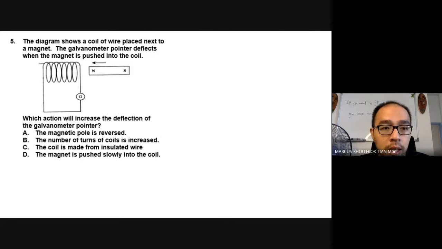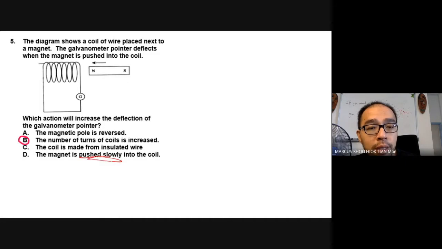Alright, number five, Damir. B. Okay, very good. The number of turns of coils is increased to increase the deflection of the galvanometer. Same question as just now. The others are not related, especially push slowly. Pushing slowly will cause less deflection.